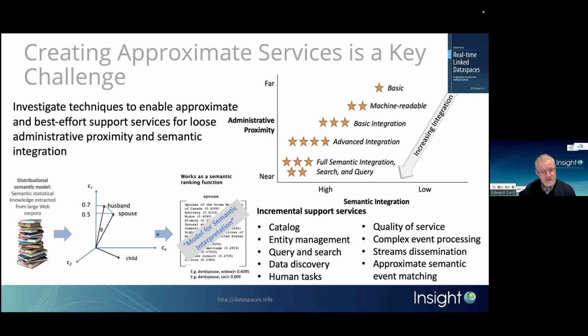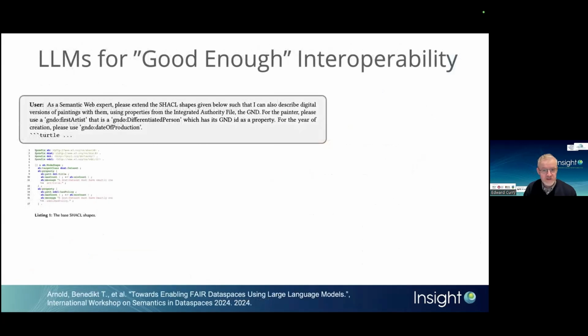And what we actually found is that we had reasonable levels of success. But once we started looking at things like large language models in the last 3 years, and I'll talk more about these later on, the level of opportunity that's there now is very, very significant when you start using large language models to help you with interoperability, to be able to do good enough approaches.